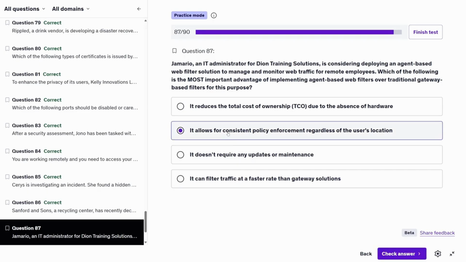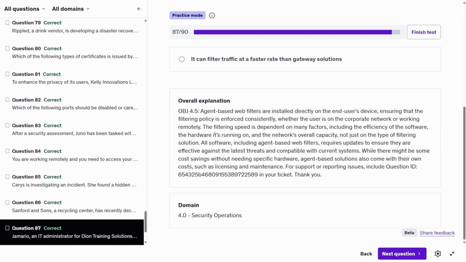The correct answer is B. It allows for consistent policy enforcement regardless of the user's location. Agent-based web filters are installed directly on the end user's device, ensuring that the filtering policy is enforced consistently, whether the user is on the corporate network or working remotely.